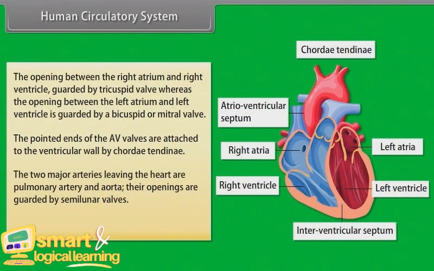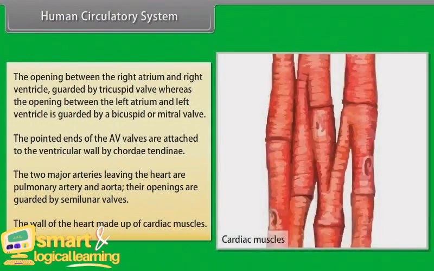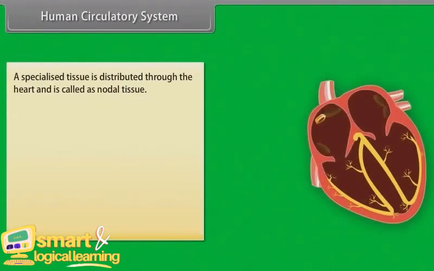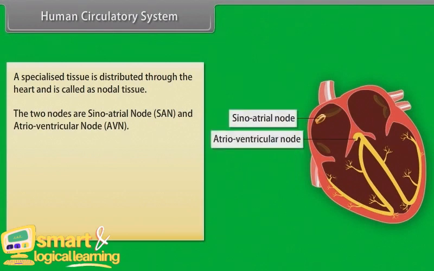The 2 major arteries leaving the heart are pulmonary artery and aorta. Their openings are guarded by semilunar valves. The wall of the heart is made up of cardiac muscles. A specialized tissue is distributed through the heart and is called nodal tissue. The 2 nodes are sinoatrial node and atrioventricular node.